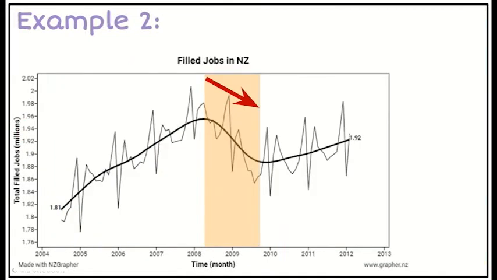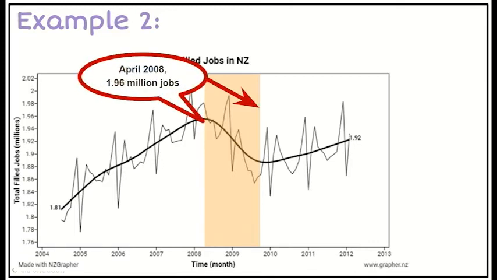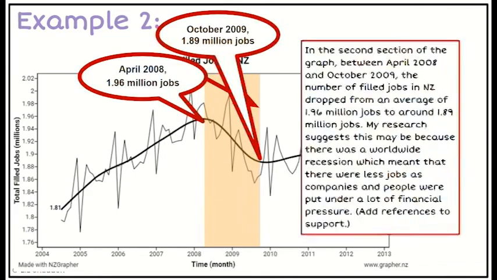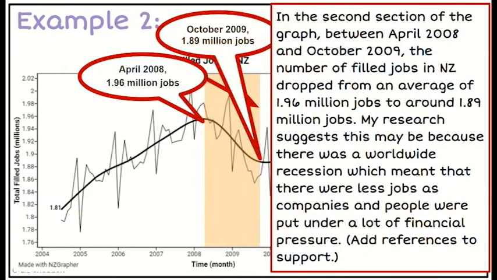Now let's have a look at the second section. This is a decreasing section, and we know it's gone from 1.96 million jobs in April 2008, and the trend finished at 1.89 million jobs in October 2009. So what we can say there is that the trend decreased between those times, from 1.96 million down to 1.89 million jobs. And some research around that could be due to the worldwide recession, that financial recession that was occurring.